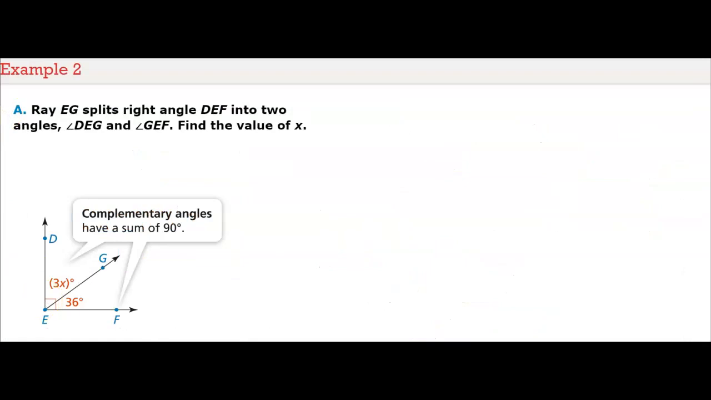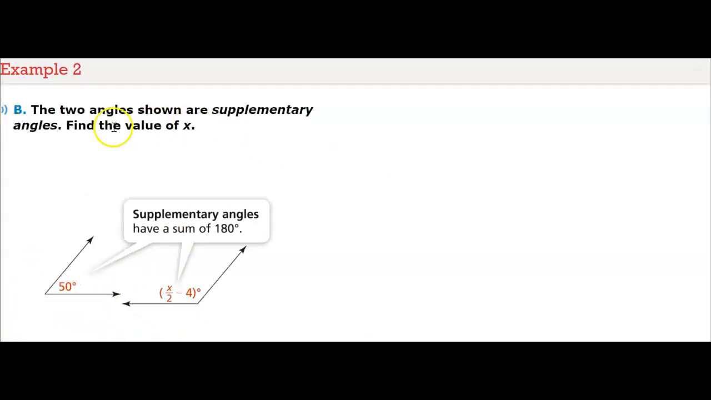Ray EG splits right angle DEF into two angles, angle DEG and angle GEF. Find the value of x. All right, so we have complementary angles where it creates the right angle, and the sum of the two angles that is split by a ray will be equal to 90 when you add them together.